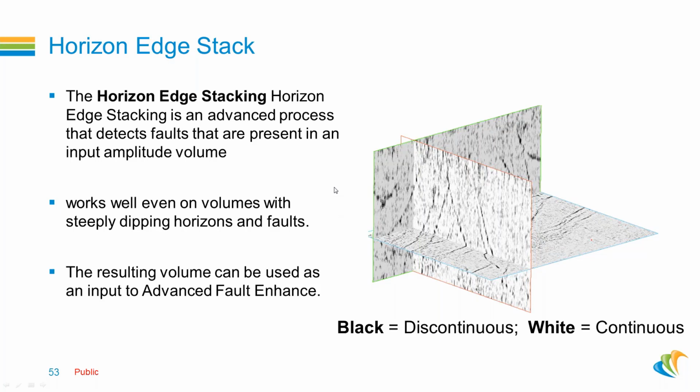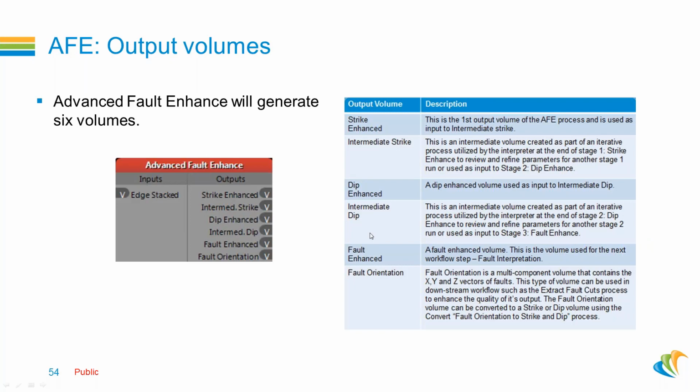And the horizon stack volume that we are using here is one thing that we have to keep in mind: the horizon stack is showing us in black the discontinuities, and the sediment on the continuous part is in white. We are using that to create the opposite scene to generate the fault images. In the advanced fault enhance, we are generating 6 different volumes. Some of them are intermediate.